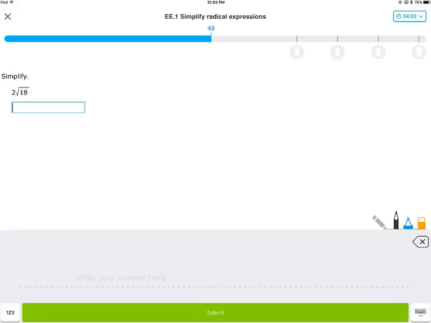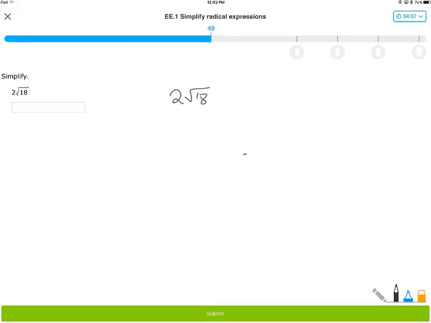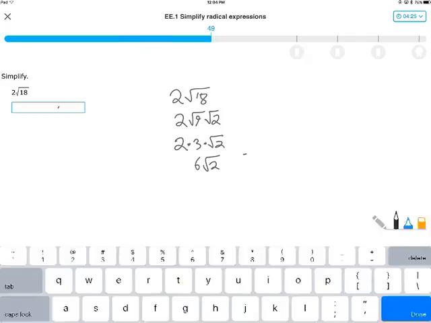Okay, let's just do one last one here together. So again, we got 2 root 18. I'll simplify that root 18 to be root 9 times root 2. And I'm going to keep this 2 here. So now this is 2 times 3 times root 2, which comes out to be 6 root 2. Okay, I'll enter that. Perfect.